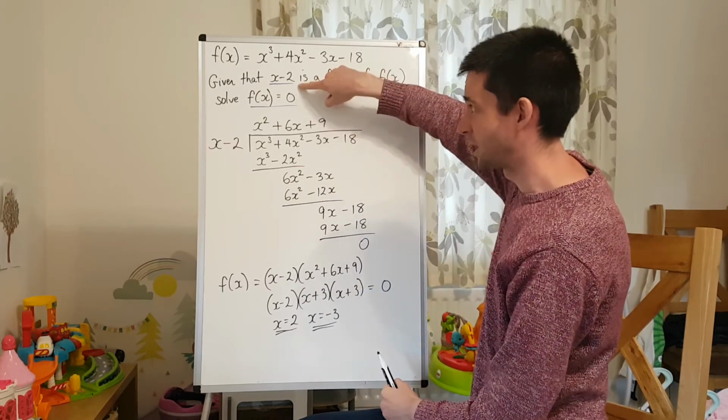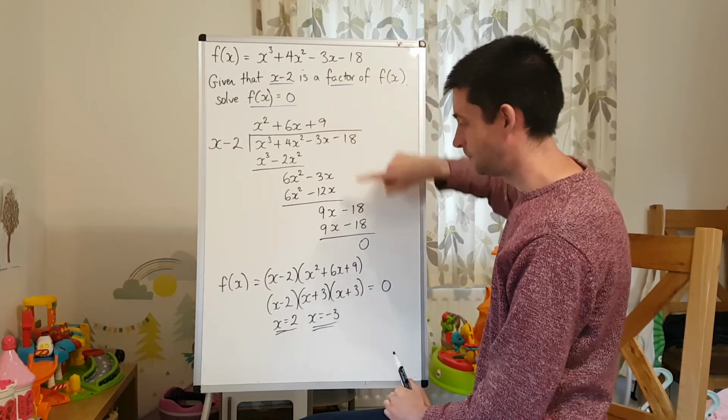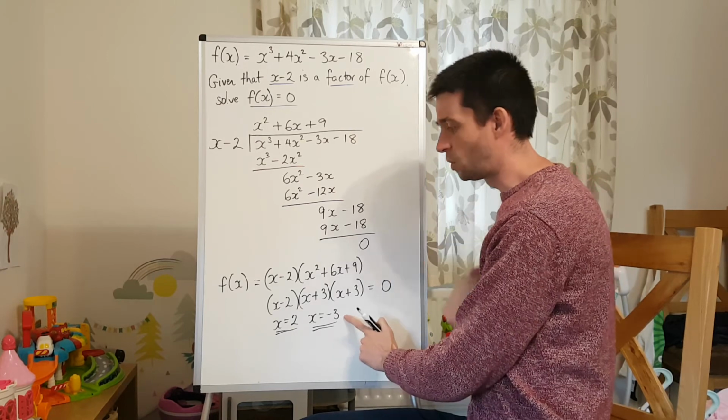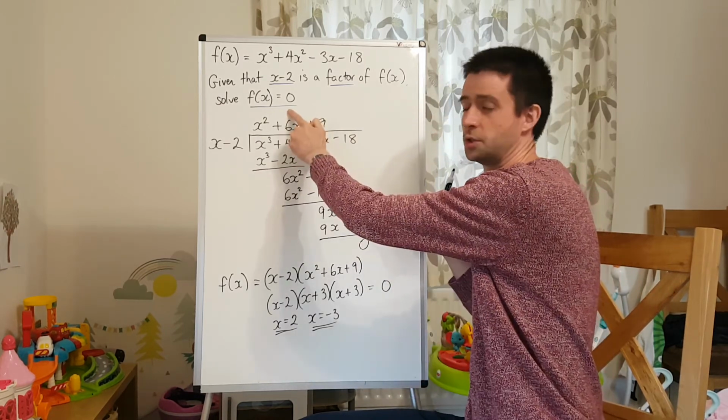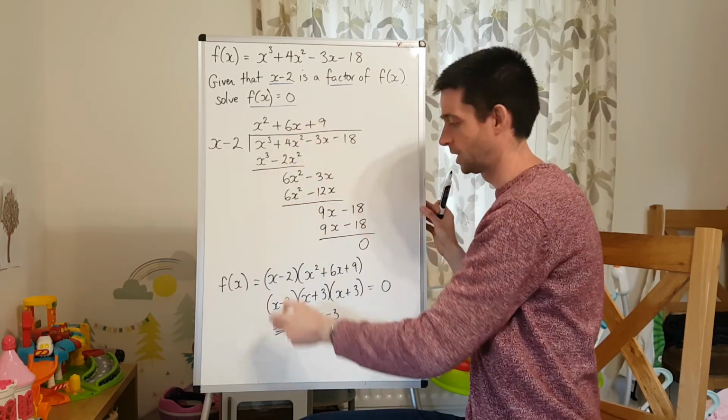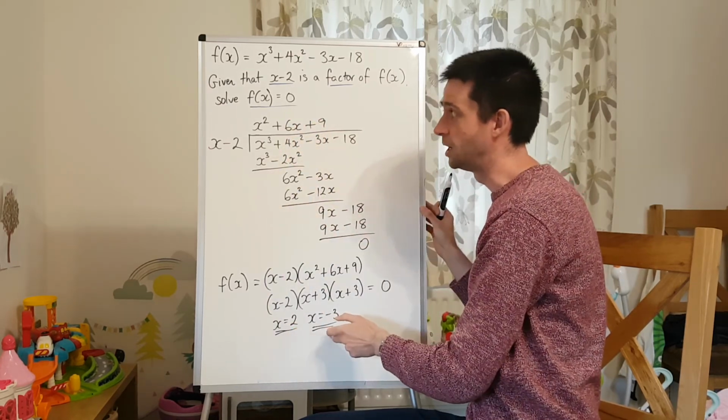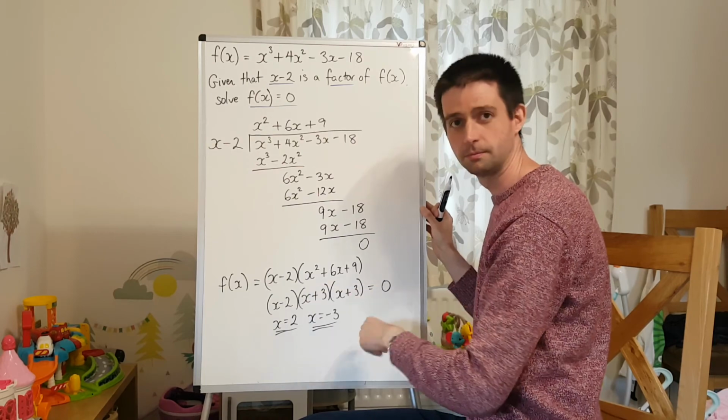We're given that it's a factor. We do algebraic long division, fully factorise, and one additional step, which is to solve, which you only need to do if you're told to solve the function equals 0. So x is 2, x is minus 3 are the solutions to this equation. Job done.